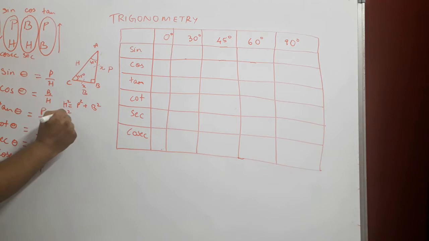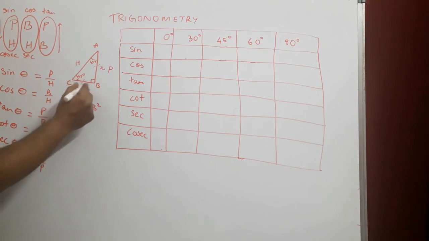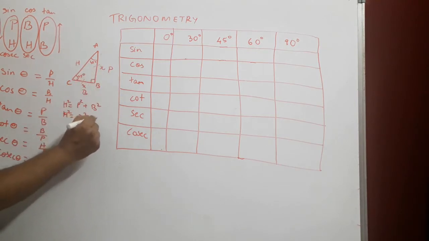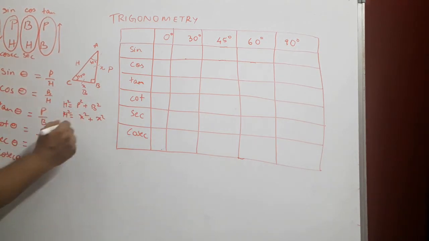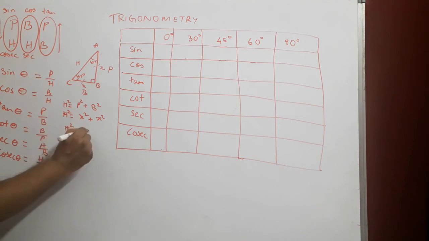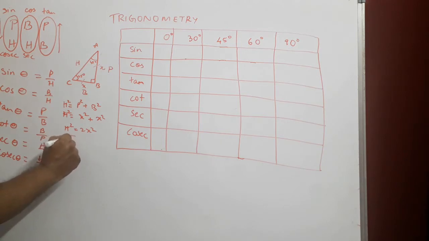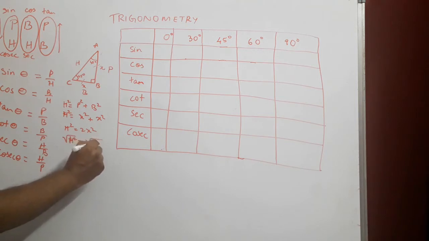H square, we need to find out h square. We need to find out h actually. We do not know that, but we know what is p. P is x, so we get x square plus x square, because base is also x. X square plus x square gives us 2x square. Now we need to find out h, not h square. So what we do is square root on both sides. So we have square root of h square and square root of 2x square.